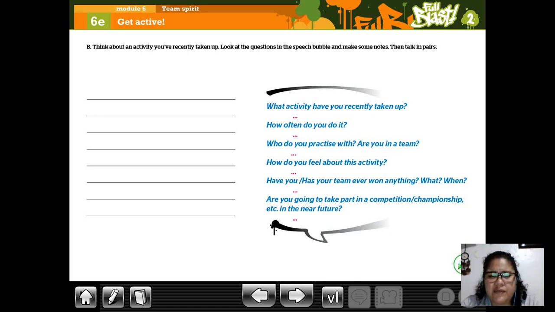For example, the first question is, what activity have you recently taken up? You can mention, I have taken up painting, drawing, doing puzzles, la actividad que ustedes iniciaron. How often do you do it? Do you do it every day? Once a week? Okay? 3 times a week? And who do you practice with? Are you in a team? ¿Con quién lo practican? ¿Con su mamá, su papá o alguno de sus hermanos?